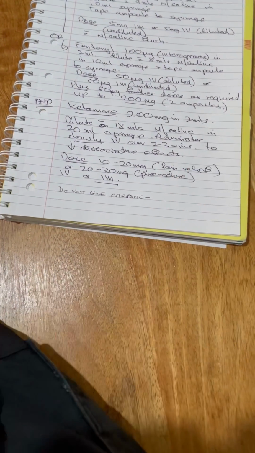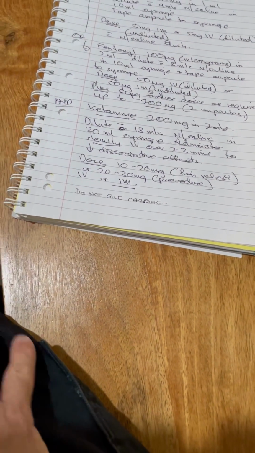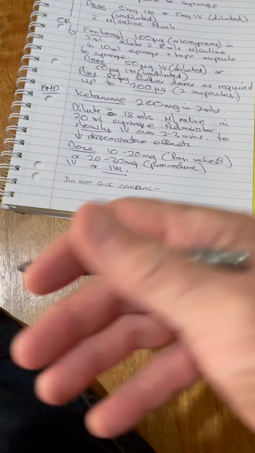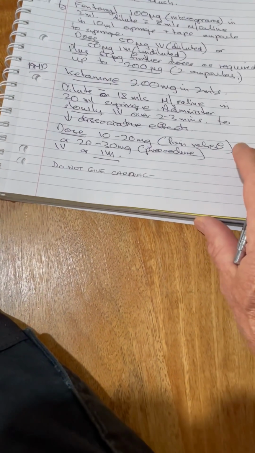If we're doing something procedural, like for instance applying a traction splint on somebody who's got a fractured femur or something like that, something where by our actions we're going to increase the pain or might increase the pain, we can give a slightly higher dose.